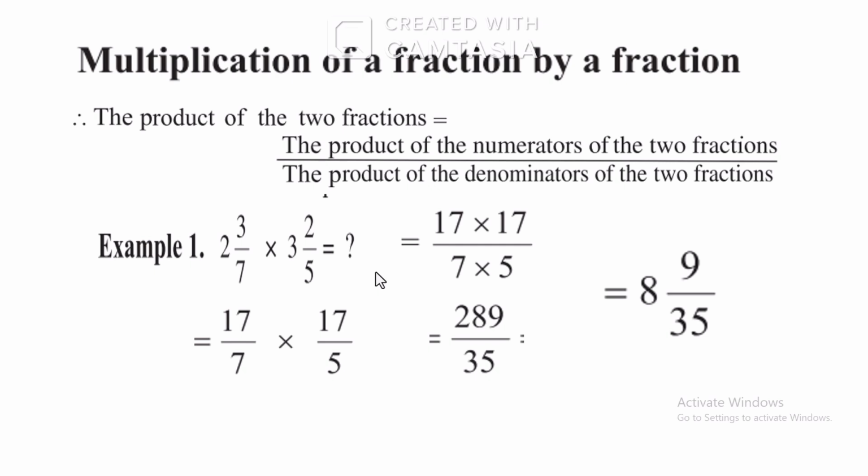When the denominator is smaller than the numerator, this is an improper fraction, and we can easily make it a mixed fraction. If we make it a mixed fraction, we get 8 of 9 by 35. Okay, the next.